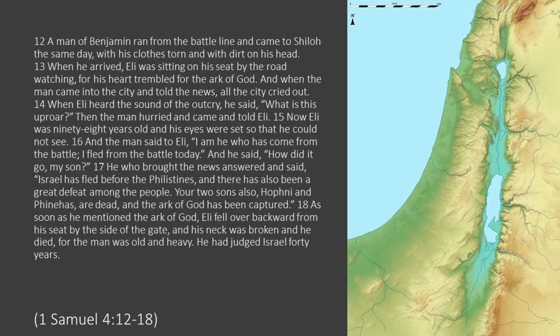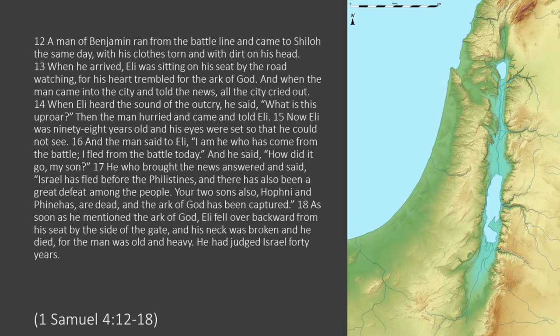When Eli heard the sound of the outcry, he said, What is this uproar? Then the man hurried and came and told Eli. Now Eli was 98 years old, and his eyes were set so that he could not see. And the man said to Eli, I am he who has come from the battle. I fled from the battle today. And he said, How did it go, my son? He who brought the news answered and said, Israel has fled before the Philistines, and there has also been a great defeat among the people. Your two sons also, Hophni and Phinehas, are dead, and the ark of God has been captured.